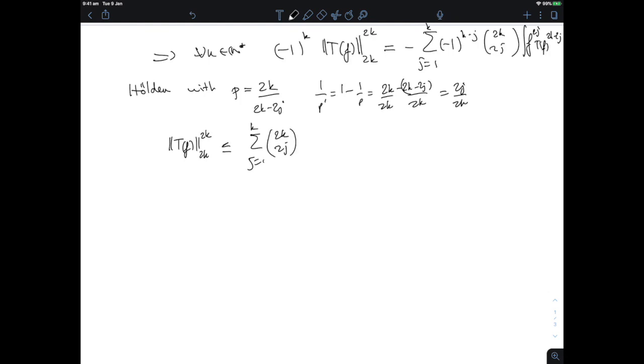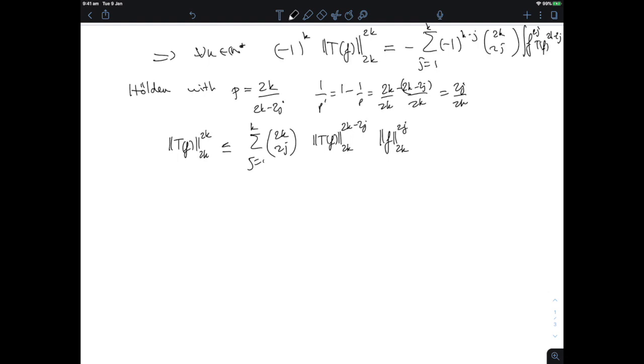This number times, okay, what does Euler give me? It gives me the norm of T f in L^{2k}, raised to the power 1/p times 2k, so this is raised to the power 2k minus 2j, and then for my f, the 2j gets multiplied by 2k divided by 2j, so I get the L^{2k} norm of f, and this is being raised to the power 2j.